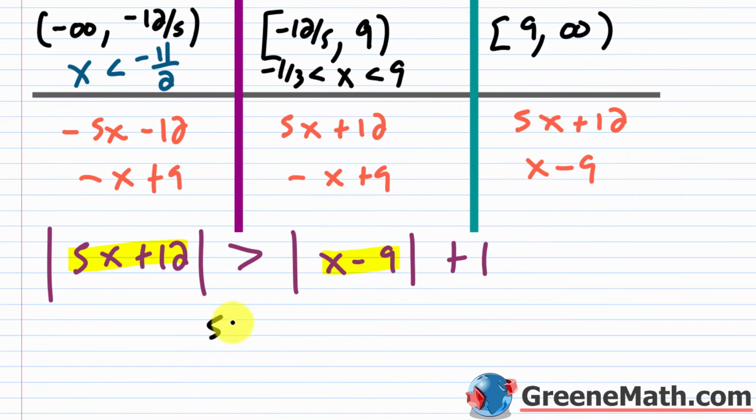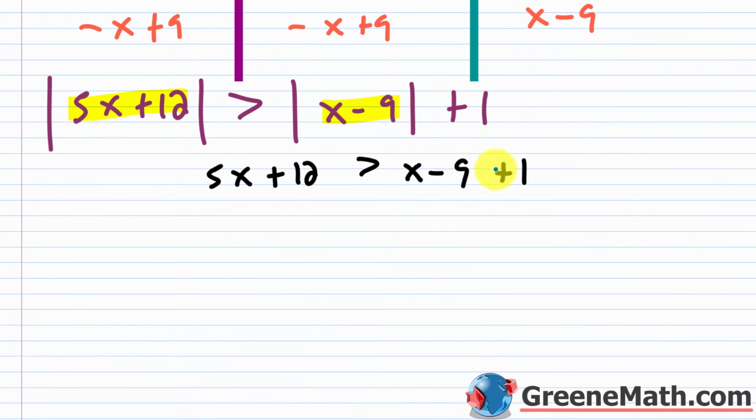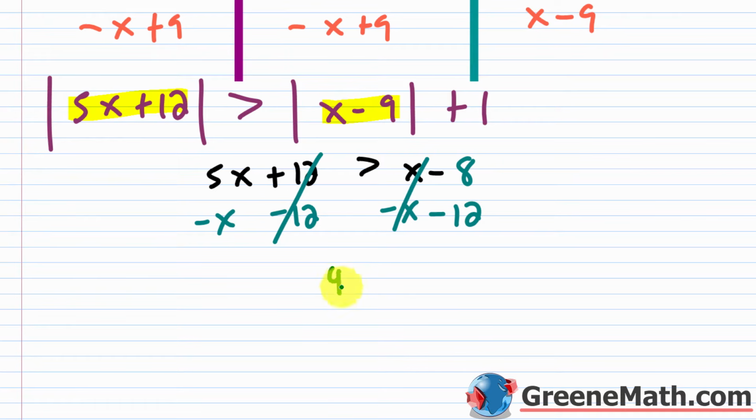So we're going to have 5x plus 12, and then this is greater than x minus 9, and then plus 1. So we're just dropping the absolute value bars here. So negative 9 plus 1 is going to be negative 8. I'm just going to replace that, and then what I'll do is subtract 12 away from each side of the inequality. That cancels. Let me subtract x away from each side of the inequality. That cancels. So we think about 5x minus x, that's going to be 4x, and this is greater than negative 8 minus 12, which is negative 20.